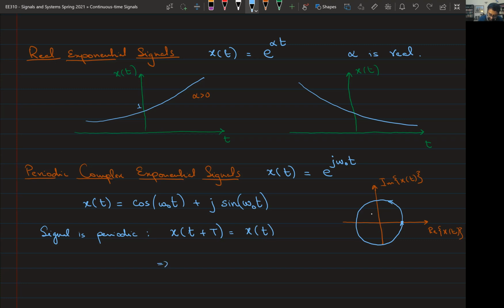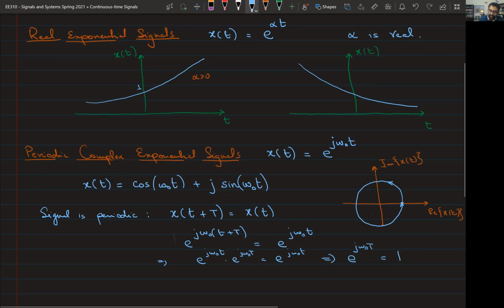So therefore, this is e raised to the power j omega naught, okay, e raised to the power j omega naught (t plus capital T). This must be equal to e raised to the power j omega naught t, right? So therefore, this is e raised to the power j omega naught t times e raised to the power j omega naught capital T. This must be equal to e raised to the power j omega naught t, and this must imply that the capital T which would ensure that this condition is satisfied must satisfy e raised to the power j omega naught T being equal to 1.